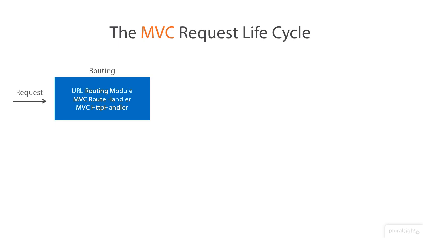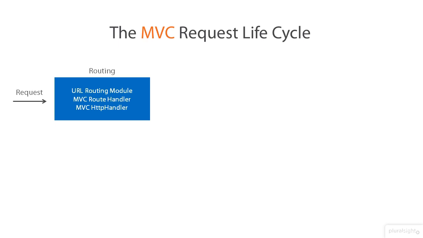All routes have an associated route handler with them, and this is really the entry point into the MVC framework. If the request is matched to a route defined in our MVC application, the MVC route handler executes and retrieves an instance of the MVC HTTP handler. If this sounds a bit confusing, for now, just remember that the MVC route handler and the MVC handler are two different classes. Together they act as a gateway into the MVC framework.